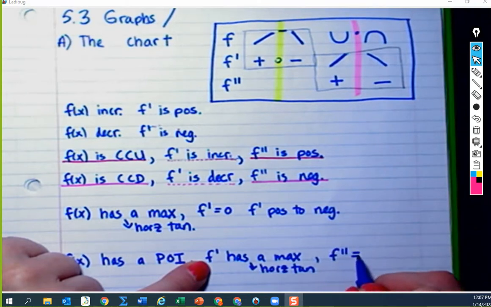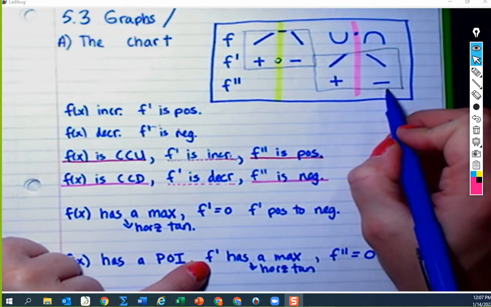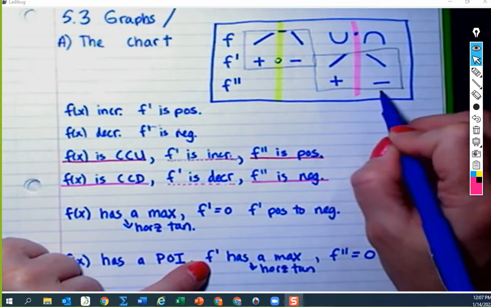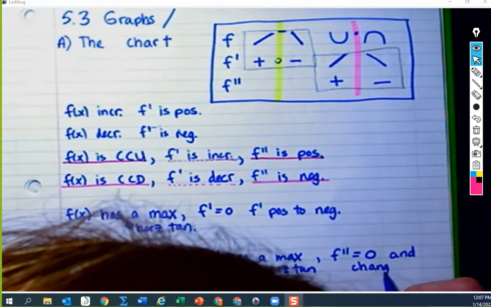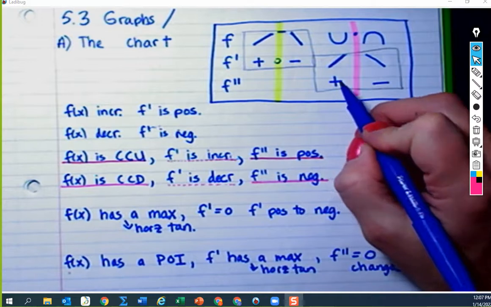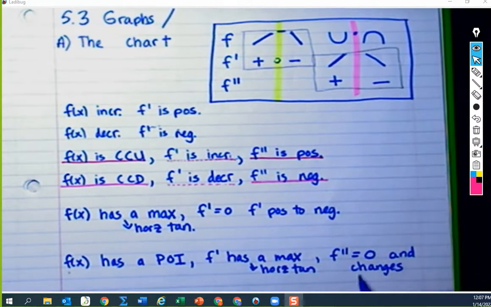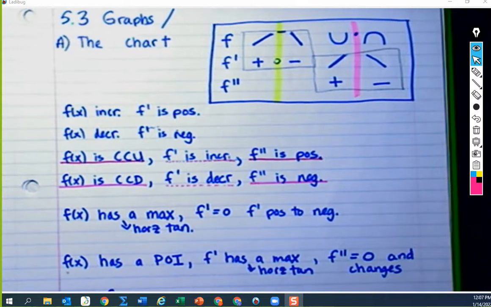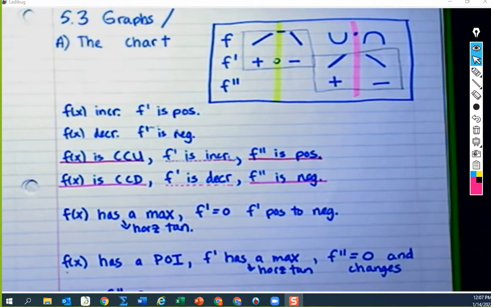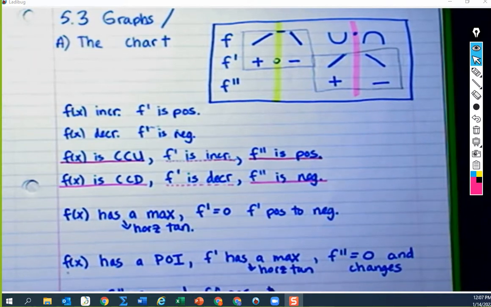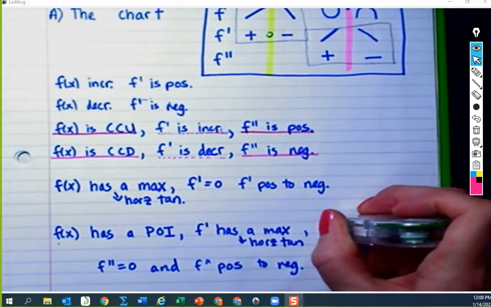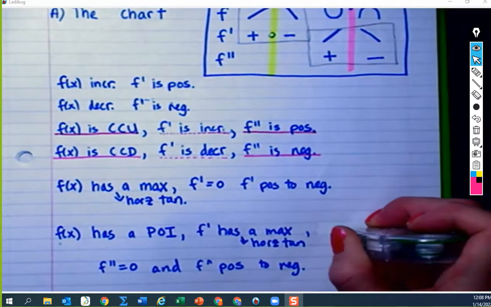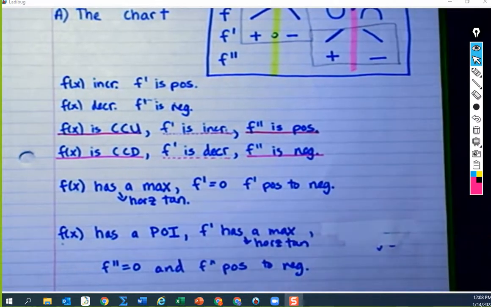Double prime equals 0. What's happening here? Double prime equals 0, and it changes from concave up to concave down. I guess I could write that down here: double prime equals 0 and double prime goes from positive to negative. There you go. The in-betweens are the hardest ones to interpret, okay?